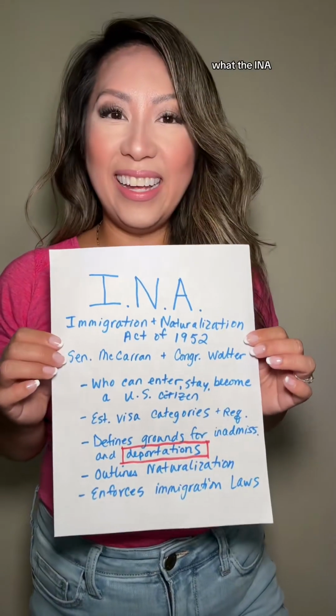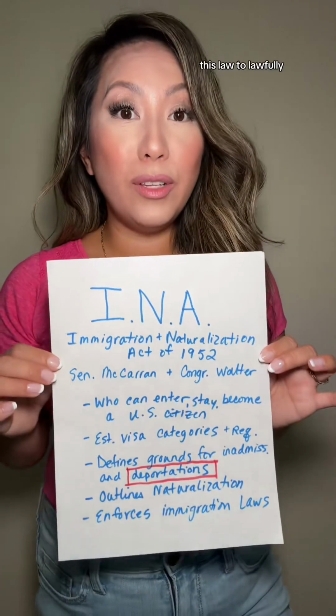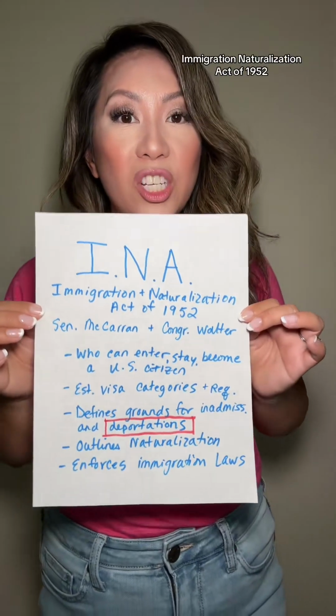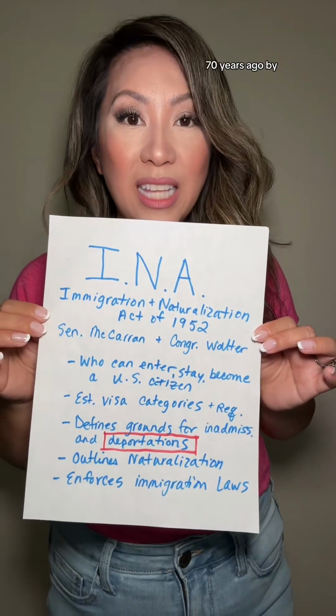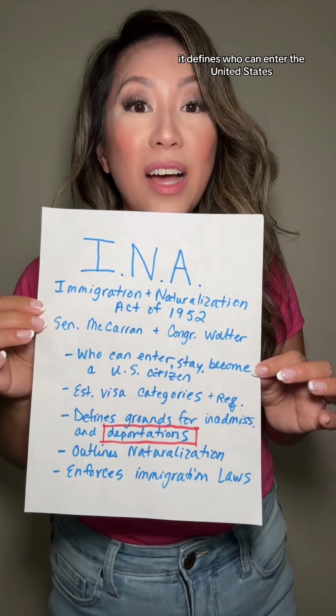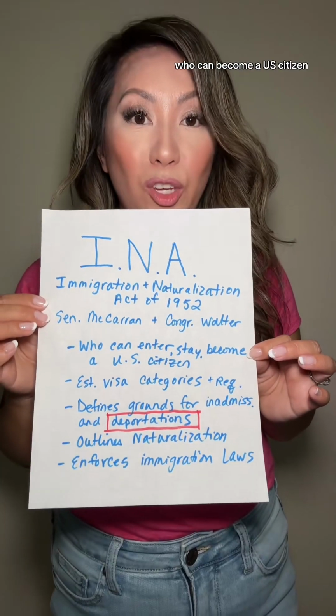Explaining to you what the INA is and how the US government is using this law to lawfully deport individuals out of our country. INA stands for the Immigration and Nationality Act of 1952. It was sponsored over 70 years ago by Senator McCarran and Congressman Walter. It defines who can enter the United States, who can stay, and who can become a US citizen.